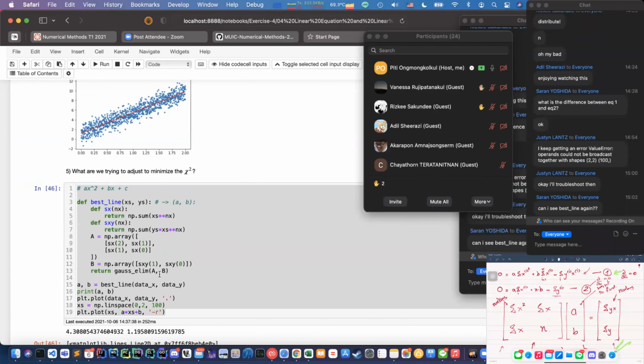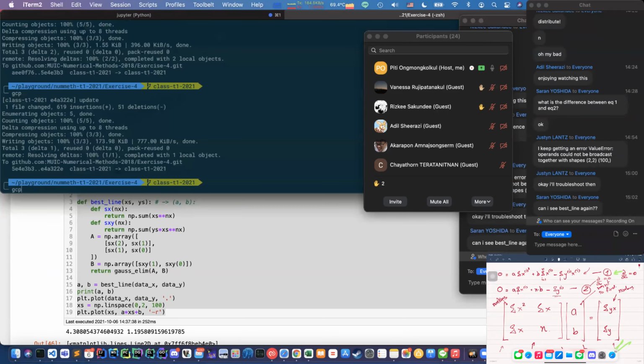Which one? That one. I actually pushed it to GitHub, though. You can look at GitHub if you want to scroll.